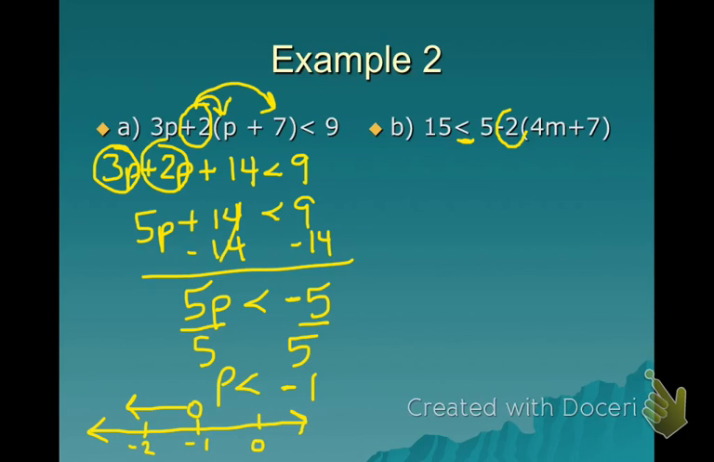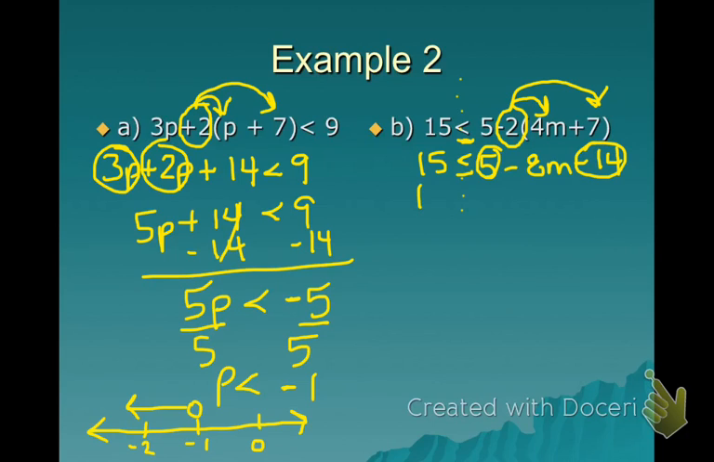We are distributing a negative 2 inside the parentheses. So here's our 15, bring down the symbol. 5 stands alone. Negative 2 times 4 is negative 8m. Negative 2 times 7 is negative 14. Then we have some like terms, 5 and negative 14. So let's simplify those. A 5 plus a negative 14 becomes a negative 9. So we keep our negative 8m minus 9. Now we're ready to simplify.